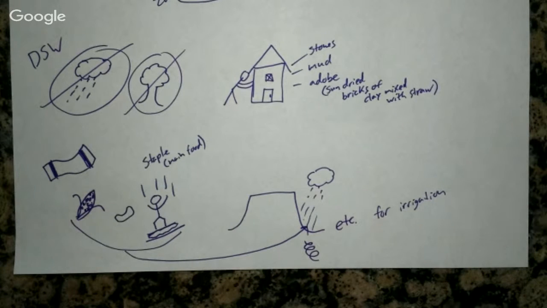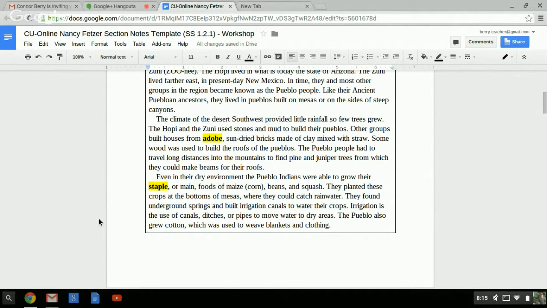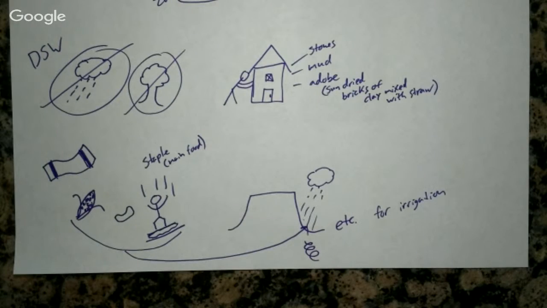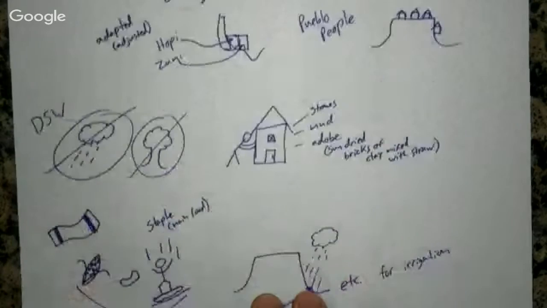All right, let's see if there's anything else important because I'm running out of space here, and I think I have a lot of sentences already. Irrigation is the use of canals, ditches, and pipes to move water to dry areas. The Pueblo also grew cotton, which was used to weave blankets and clothing. Well, one sentence here at the end. I'm not going to worry too much about that. So let me go back, and I want to recite through my entire paper now, okay?